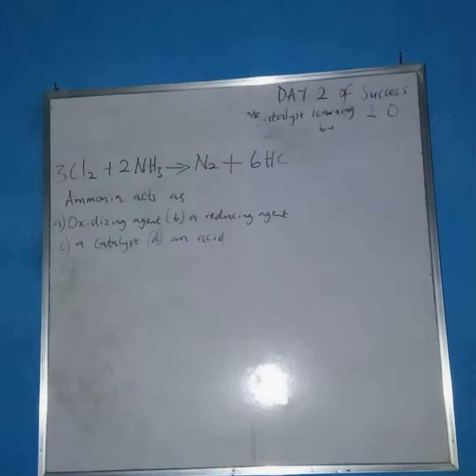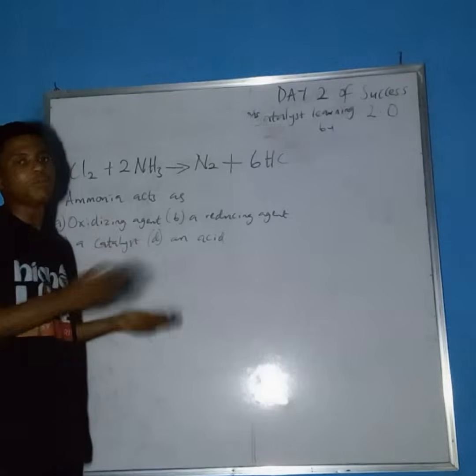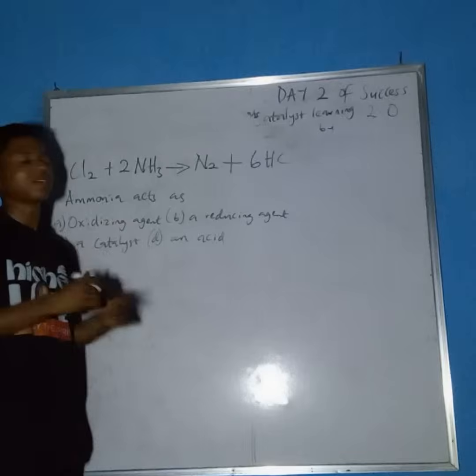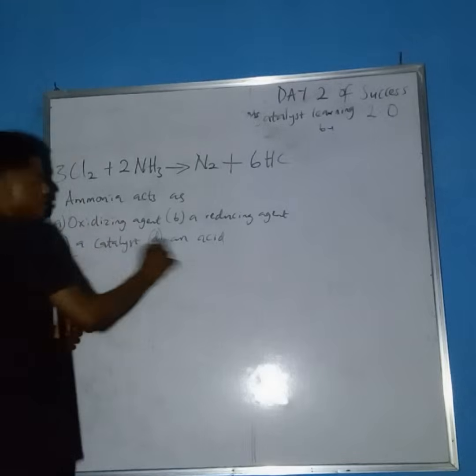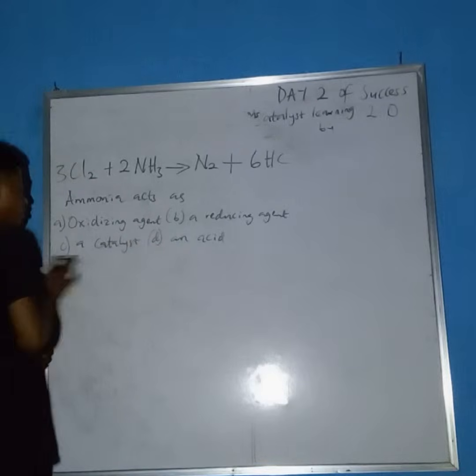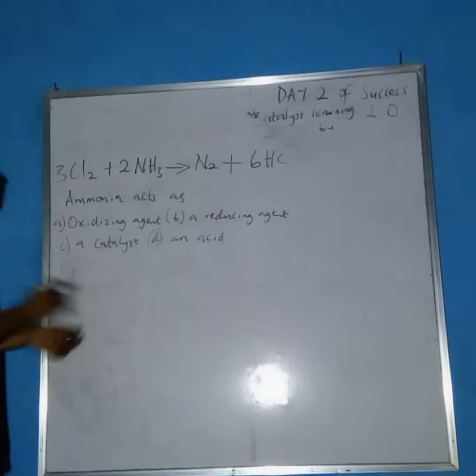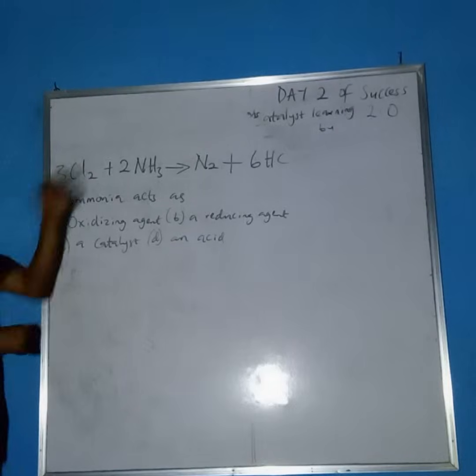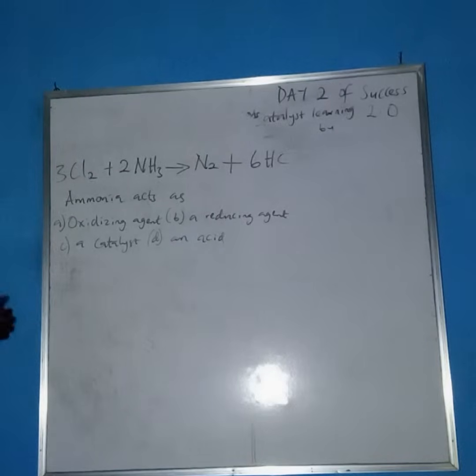Firstly, this is already a reduction reaction. I used to tell students that it is all about the elimination method. There are two that can never be the answer. First of all, they are picking C and D, that means something is not right. So you cannot put C and D. There's no catalyst and there's no acid here. So now, ammonia acts as... Now let's look at something. Okay, so now take notes.